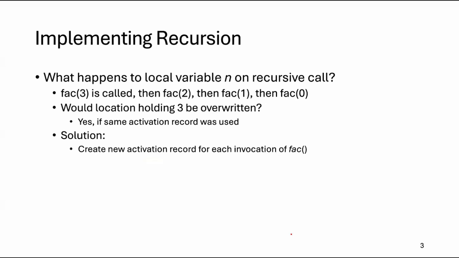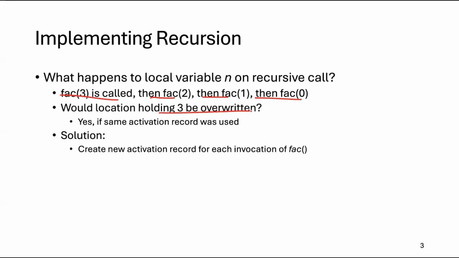So what happens to local variables in a recursive call? We have to look at the activation record, and at what we need to do when we make a call and jump to another call. When factorial 3 is called, for example, then factorial 2, then factorial 1, then factorial 0, would the location holding 3 be overwritten? Yes, if we are using the same activation record.